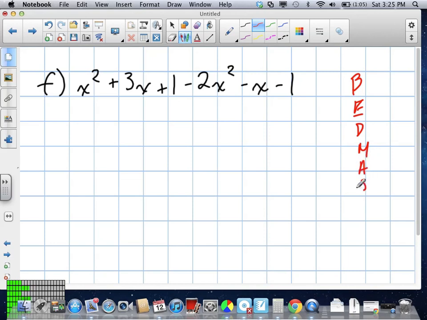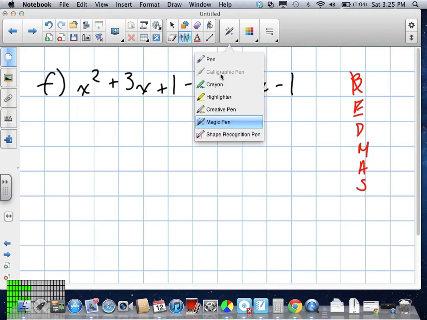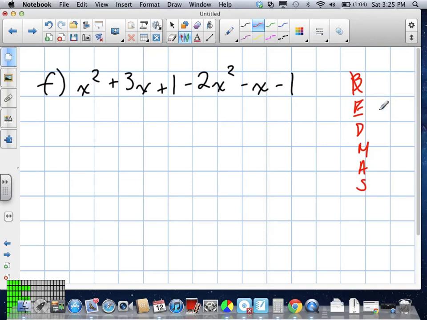Any brackets? No. Any exponents? Yes, right? Let's look at them carefully. Can we do anything with them? This is an exponent of a variable. Do I know what that x is? I can't simplify it then, right? So there's nothing we can do with those two exponents. So no more exponents. Any division?